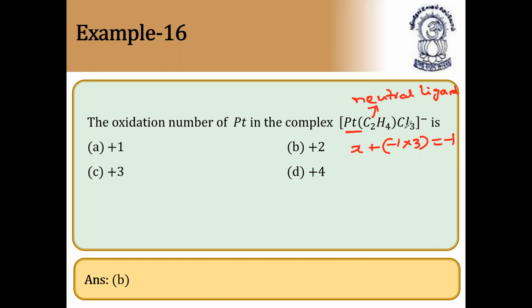Ethene is a neutral ligand. So definitely we have X plus (minus 1) into 3 is equal to minus 1, because of the total charge. So X is equal to minus 1 plus 3, which implies X is equal to plus 2. In this way you have to calculate the oxidation state. Next question.